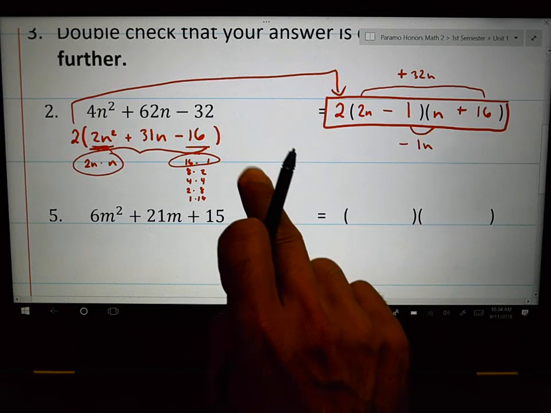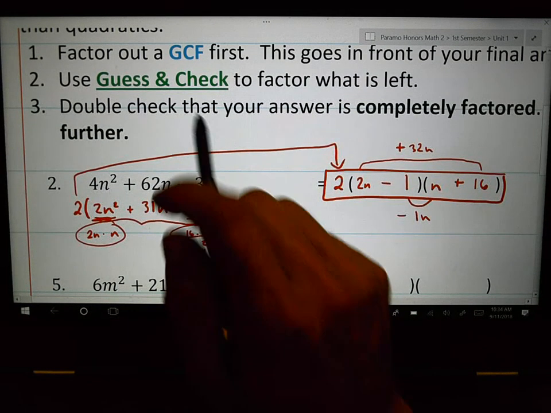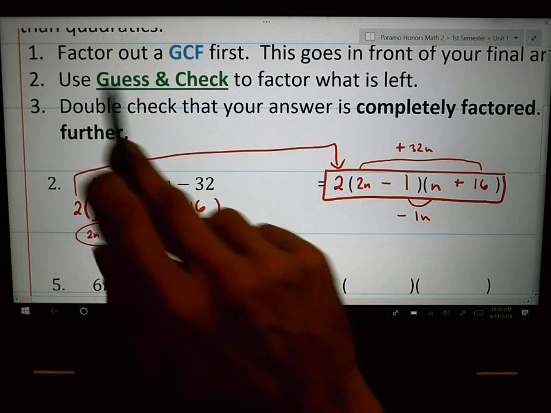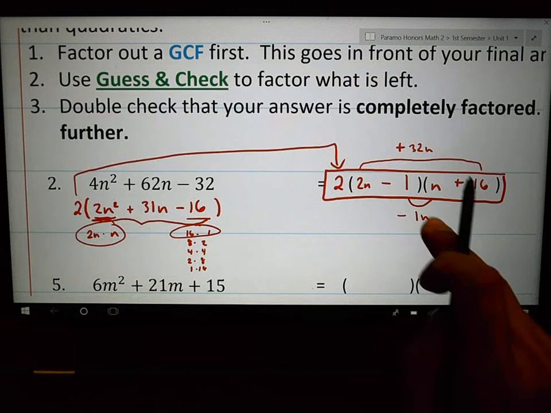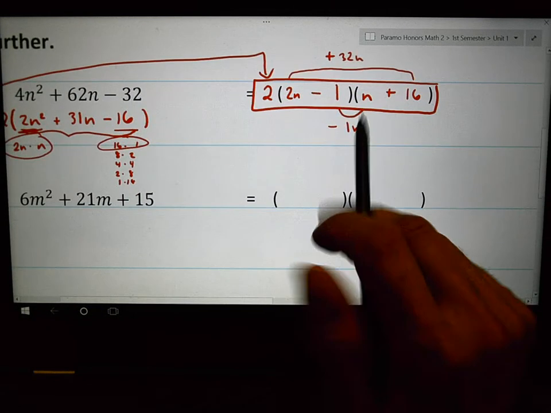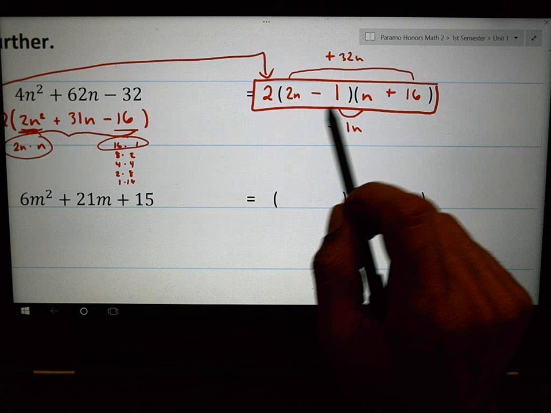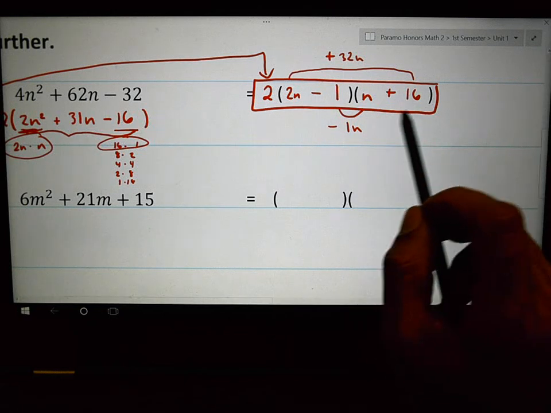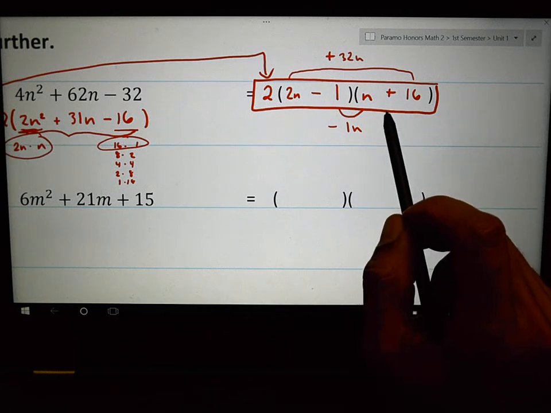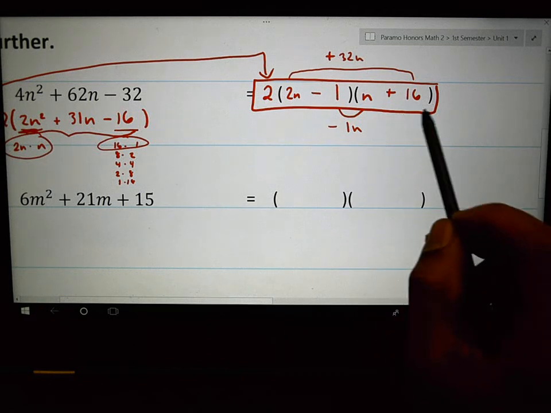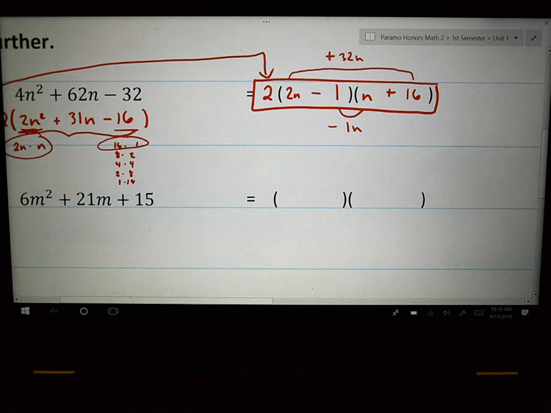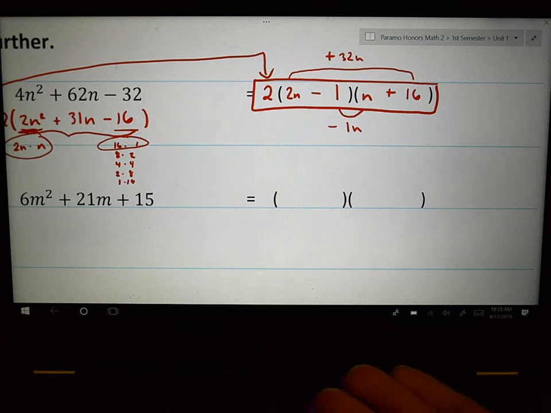The last step that I actually have in your notes: we've guessed and checked, and it's worked. We should do this every single time. We should double check that our answer is completely factored. So I'm going to look. Is there another GCF in this parenthesis or another GCF in this parenthesis? No. Is this a difference of two squares? Is this a difference of two squares? No. You should check that because in this section, they are going to try to trick you by doing that. There's going to be some things that will factor further when we get to the next level stuff.